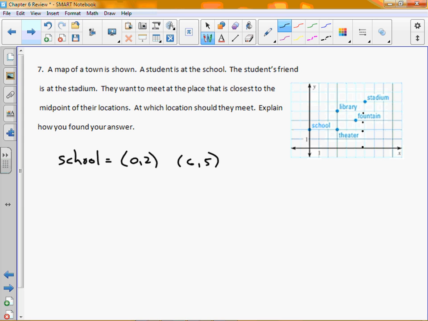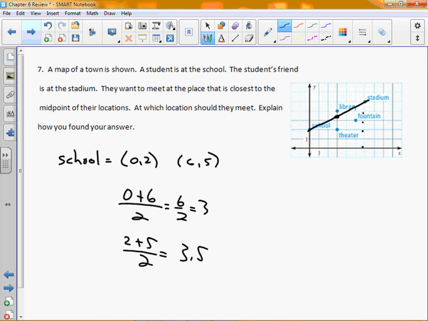You got to do 0 plus 6. 6 divided by 2 is 3. 2 plus 5 is 7. 7 divided by 2 is 3.5. So if I go to 3, and then I count up 1, 2, 3.5, I can see that the library is closer than the field.